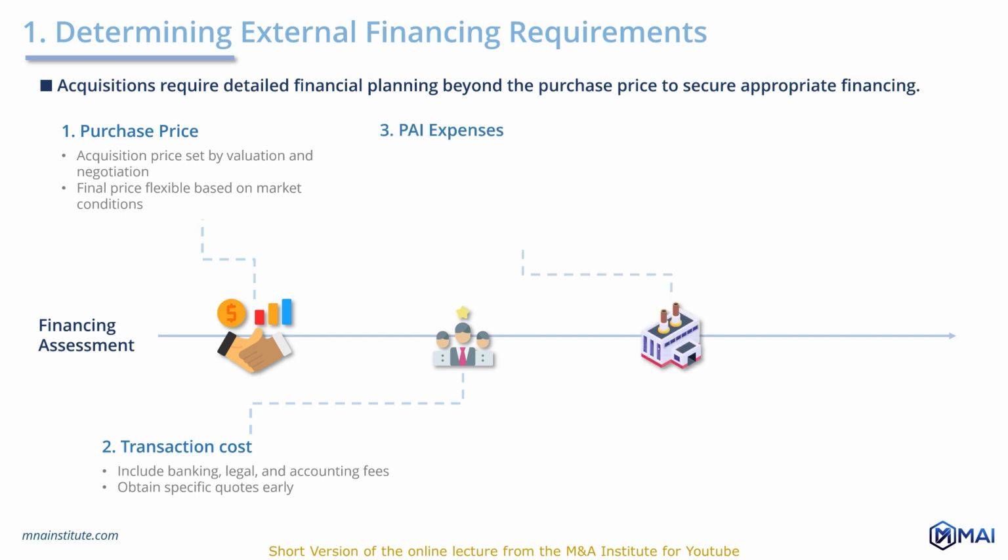3. Post-acquisition integration expenses. The integration of the acquired company into the acquirer's operations often entails further financial demands. These expenses may include restructuring costs. These costs arise from reorganizing the acquired company's structure and operations, aligning management systems with the acquiring firm's standards, severance payments, and integrating employee benefits.